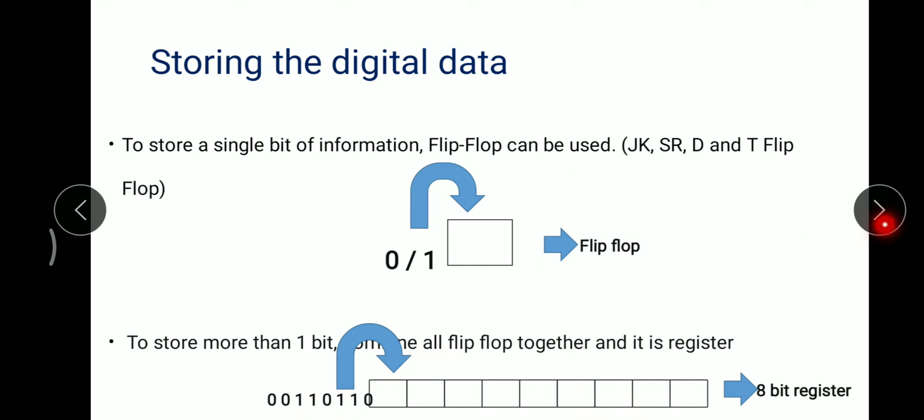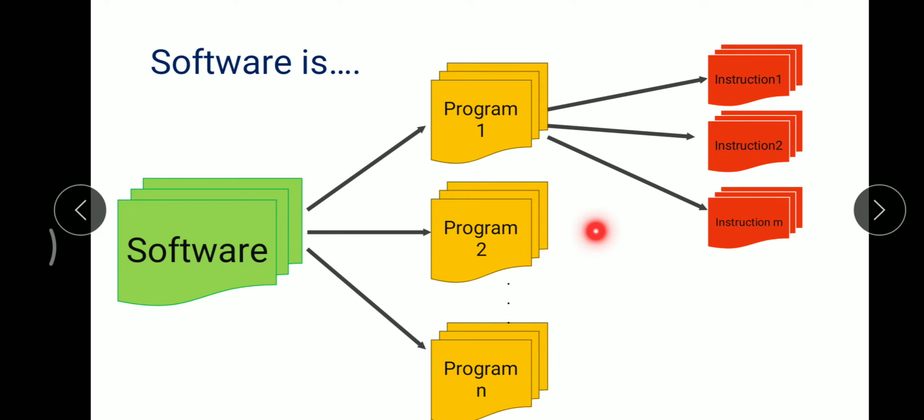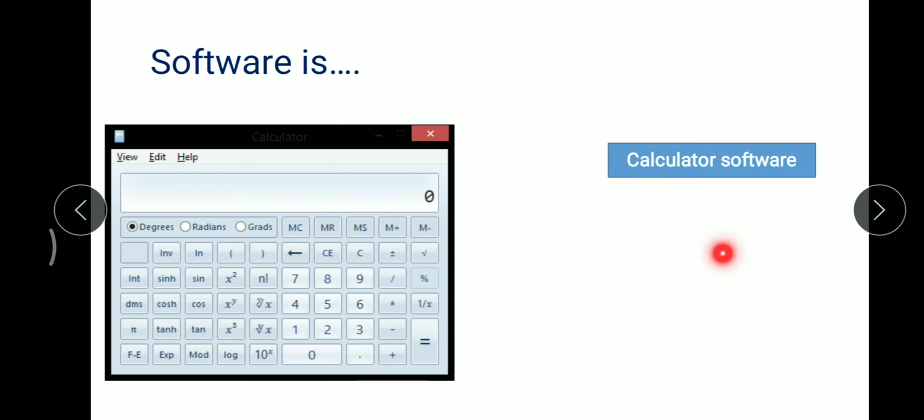Okay, the next one, software. A software is nothing but a collection of different programs. A program is nothing but a collection of several instructions. Say for example, a calculator. Calculator is the best application we can use for understanding the concept of microprocessor.